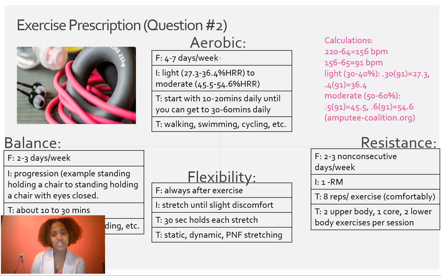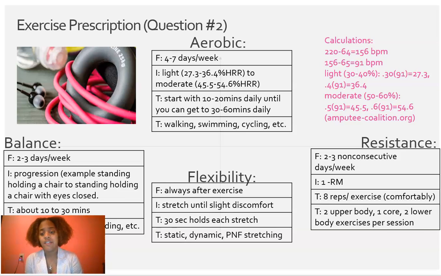Exercise prescription for question number 2. Aerobic. F: 4 to 7 days per week. I: light, 27.3 to 36.4% heart rate reserve, to moderate, 45.5 to 54.6% heart rate reserve. T: start with 10 to 20 minutes daily until you can get to 30 to 60 minutes daily. T: walking, swimming, cycling, etc.